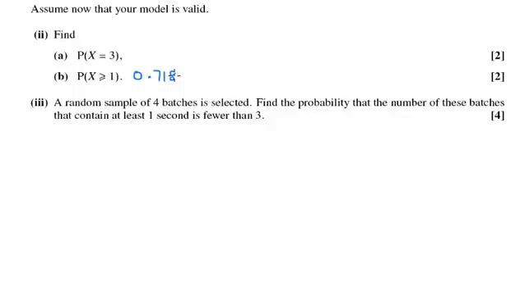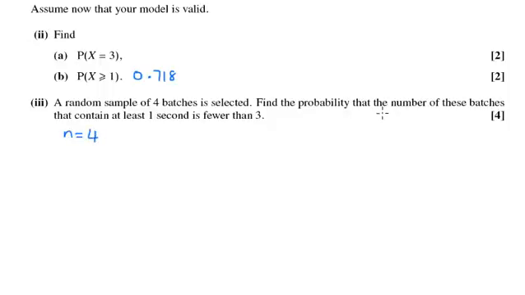Okay, part 3 then says that a random sample of 4 batches. So we're now taking 4 batches of the 12 at once. So we've got 4 boxes with 12 plates in. So we've changed the binomial distribution that we're dealing with. N is now 4.